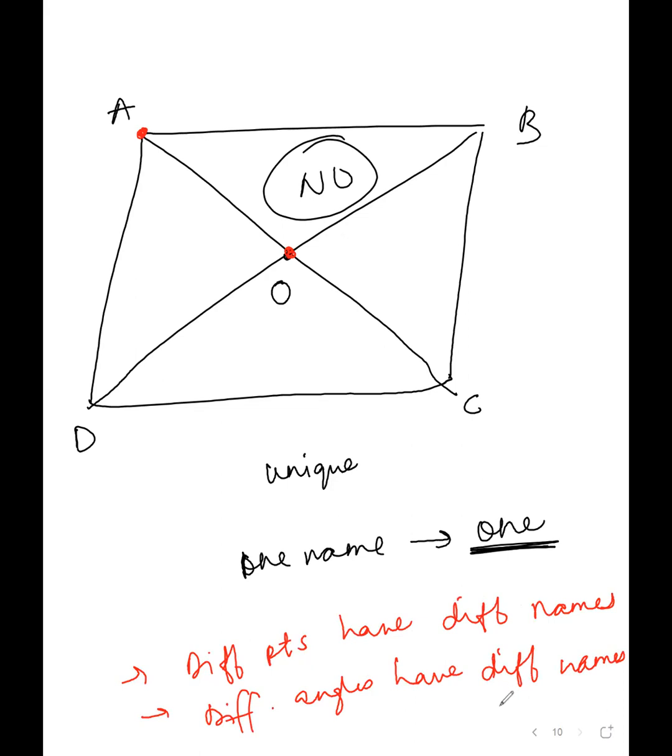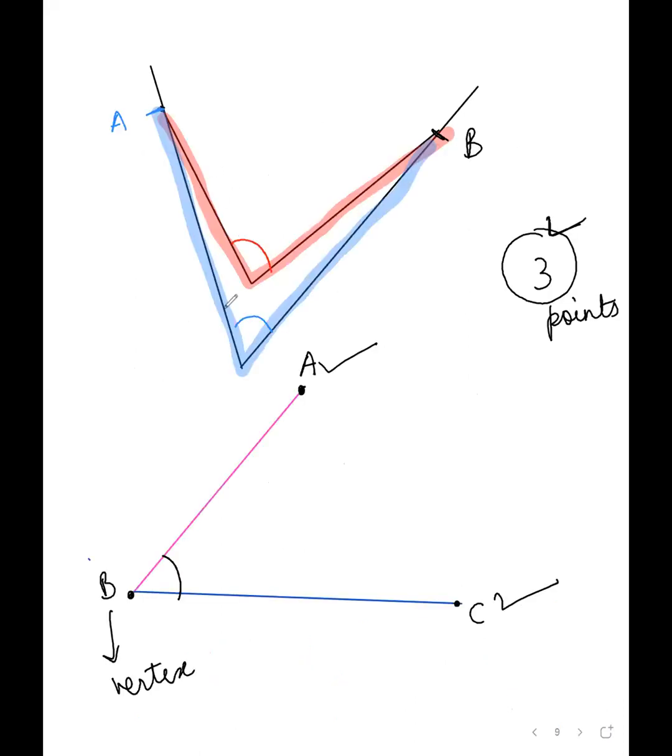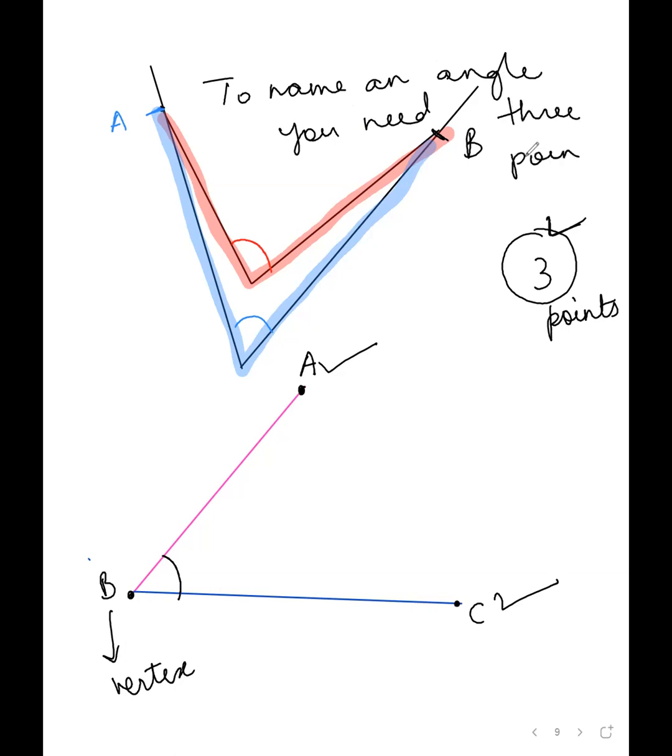Is that clear? But there's no other point. So how would we do it? That is the problem that we are having when we say, oh, I have 2 points, so I will just name it using 2 points. No. To name an angle, how many points do you need? You need 3 points. You will not be able to name an angle if you have only 2 points.